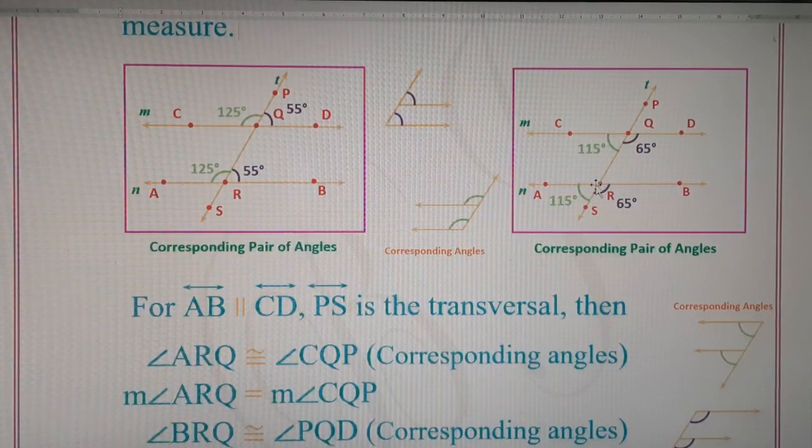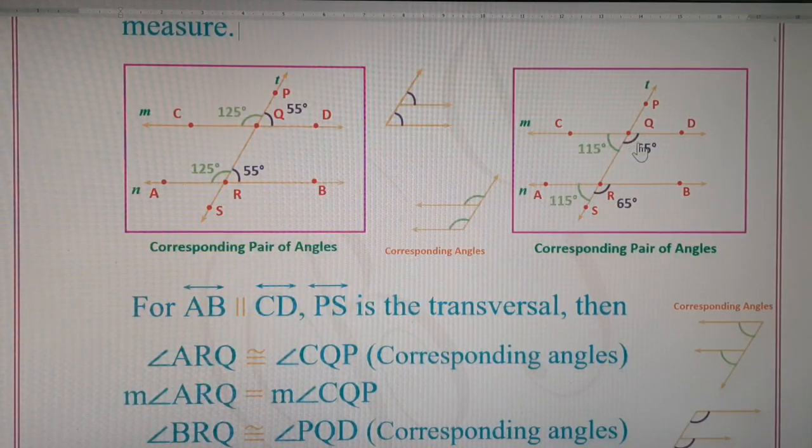Angle BRS and angle DQR. So angle DQR and angle BRS. So these two violet colored angles will have the same measurement. If one of them is given as 65 degrees, the other angle will also be 65 degrees. If measure angle DQR is 65 degrees, we can say measure angle BRS will also be 65 degrees.